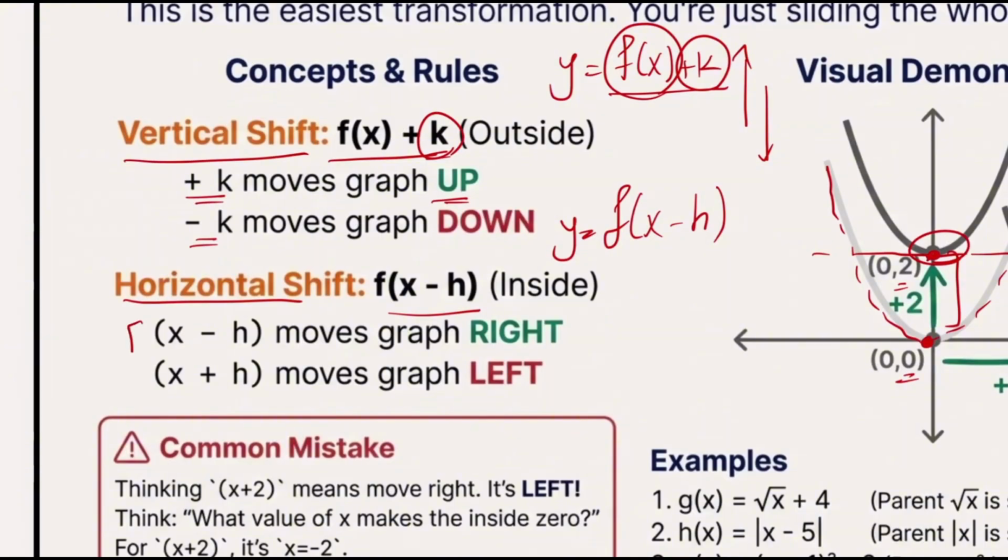When you have x minus h, right now we consider h as a positive value. When you have x minus h, it means that you have to move your graph to the right. When you have x plus h, it means that you have to move your graph to the left. It means that whatever sign you have beside the h, you have to use the inverse sign. Negative means that you have to move to the right. Positive means that you have to move to the left.